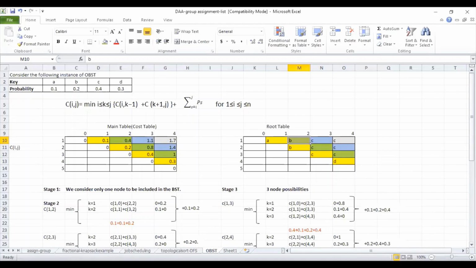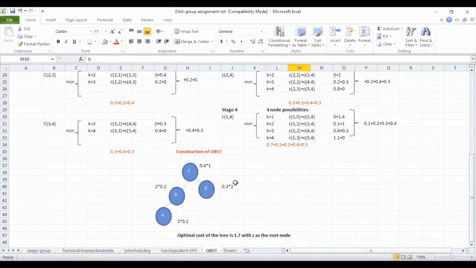B gave the optimal binary tree, and hence B is at the root and A acts as its left child node. So this is the final optimal binary search tree construction for the given instance of OBST.